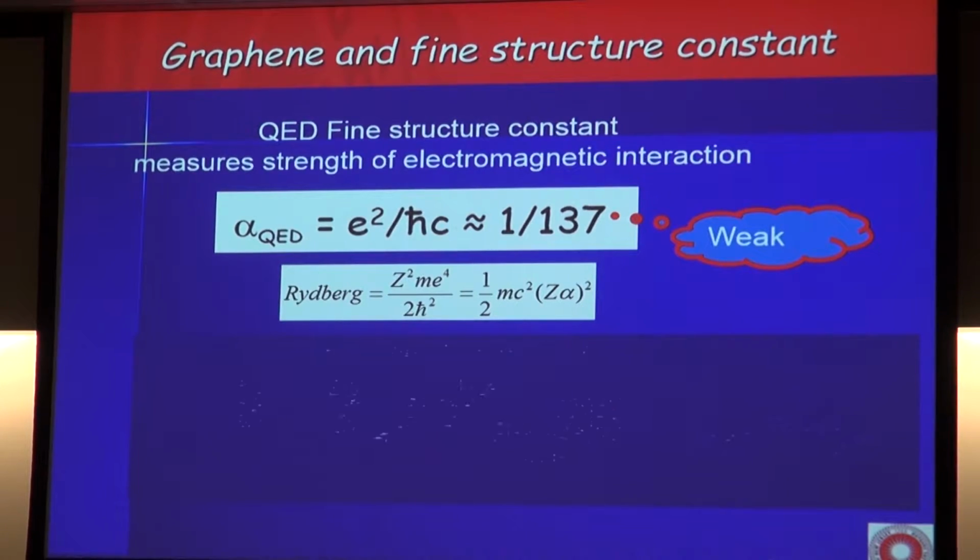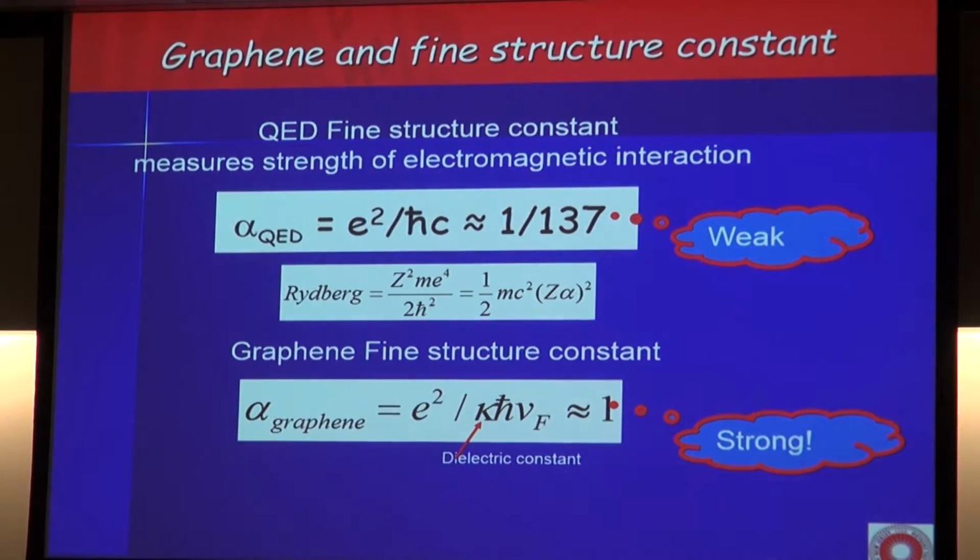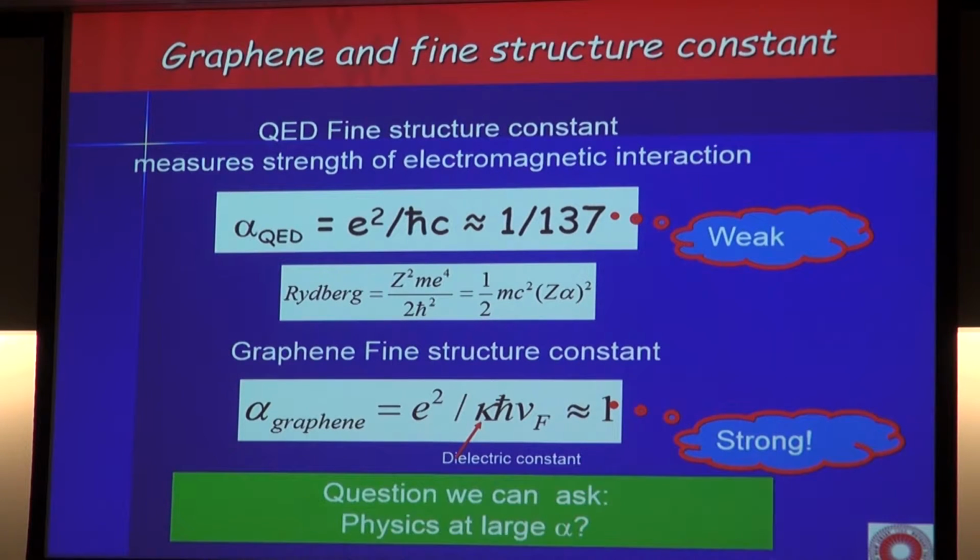So in graphene, the Coulomb interaction for electrons that sit inside the plane at low energies is governed again by a renormalized fine structure constant. You replace c here by the Fermi velocity, and this is a dielectric constant. And now the fine structure constant is huge, of the order 1. So that gives you the opportunity to study physics at large fine structure constants, which we would not be able to do at all in this world.